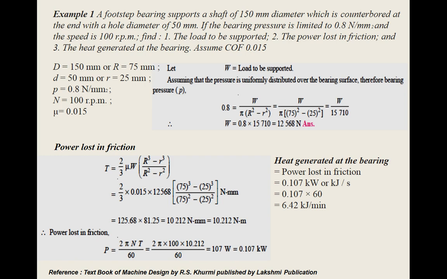And by putting the torque value in the equation P is equal to 2 pi nT, we can calculate the power loss in the friction. It is calculated as 107 watt or 0.107 kilowatt.